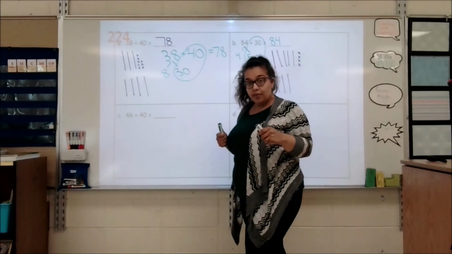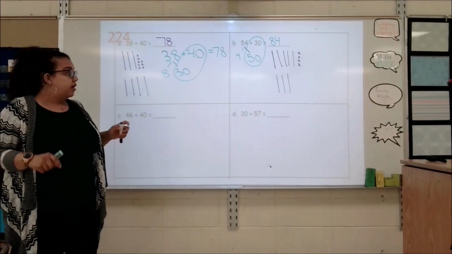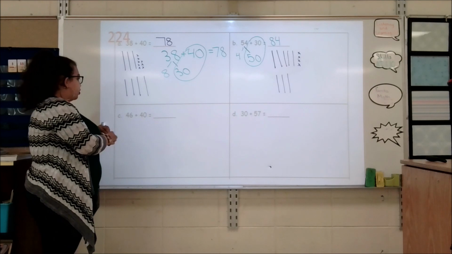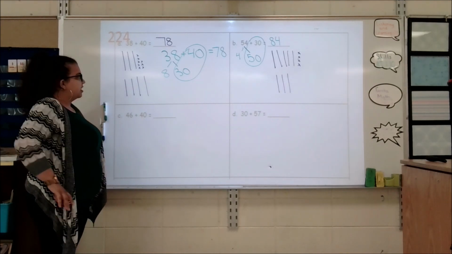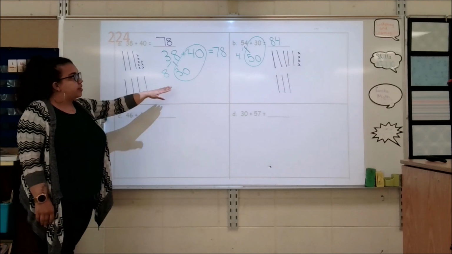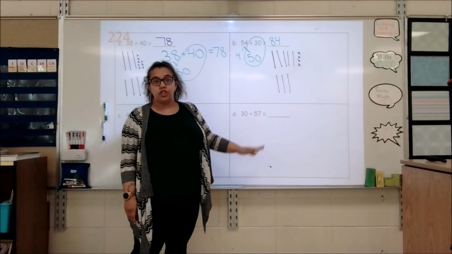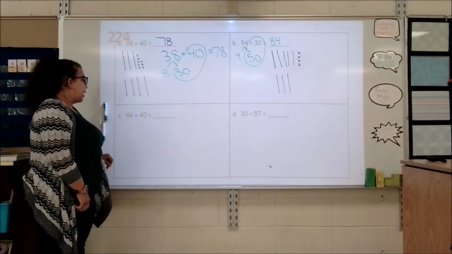All right, let's keep on rolling. We got this? Make sense? All right, so another strategy. Let's stick with these two. We'll just do two today. So picture, you can either start with a picture and then try the number bond, or try the number bond and check your work with the picture. Pictures are great. I like pictures.